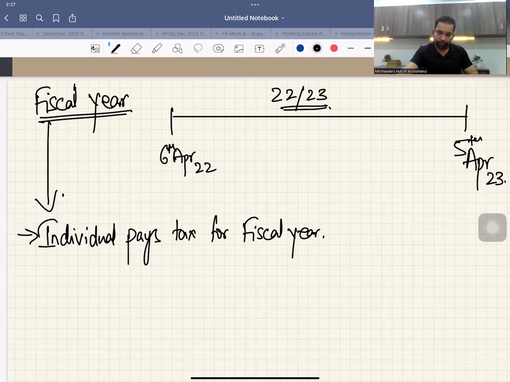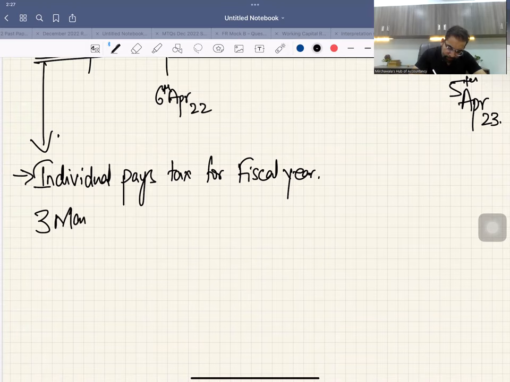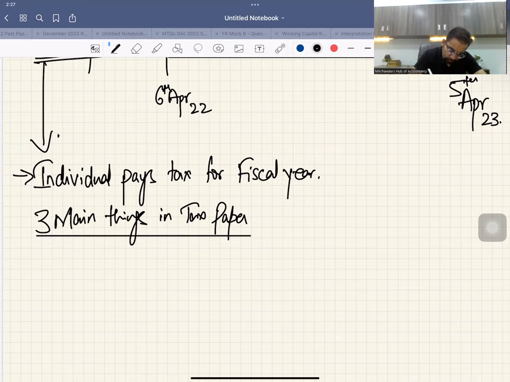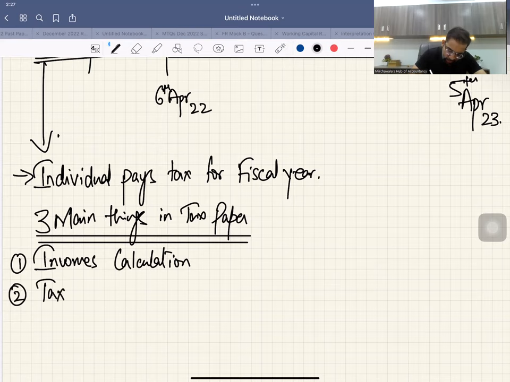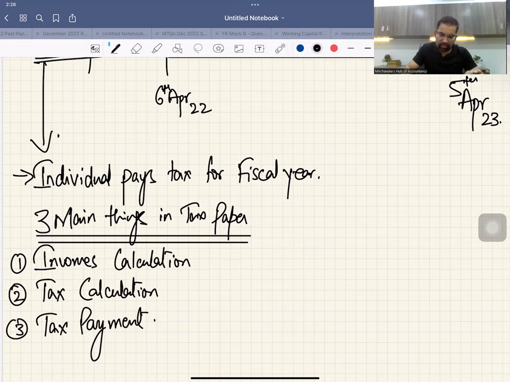Now the next thing: three main things in the tax paper. Number one, incomes calculation. Number two, tax calculation. And number three, tax payment. These three things are a logical sequence. In the tax paper, you have to do these three things.